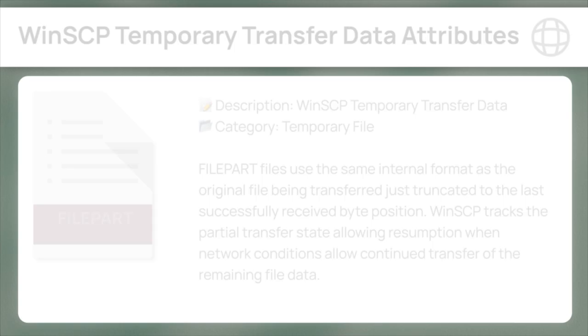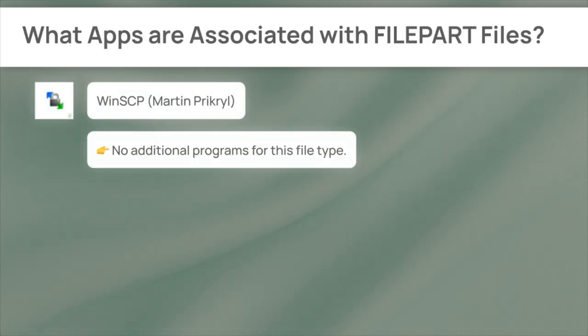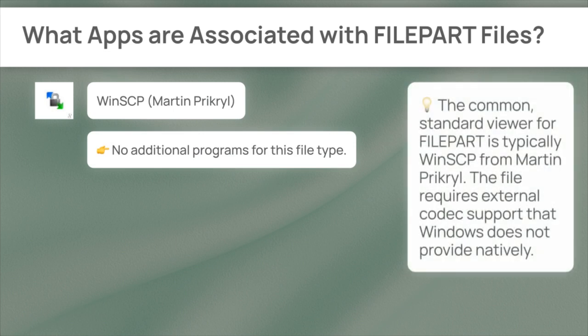The best utility for a reliable viewing of FILEPART is known to be WinSCP by Martin Prikryl. The file requires external codec support that Windows does not provide natively. Windows sometimes leaves temporary logs or cached items that can be safely discarded.